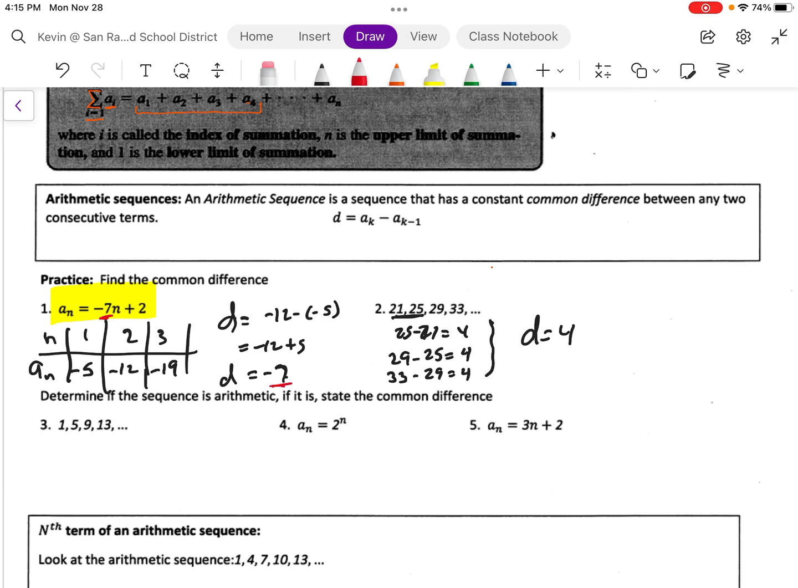Go back to our original equation, and you'll see that the lead coefficient, negative 7, is right there. That's our d. And as I mentioned before, since this is a linear equation, that d is also the slope of our linear equation.